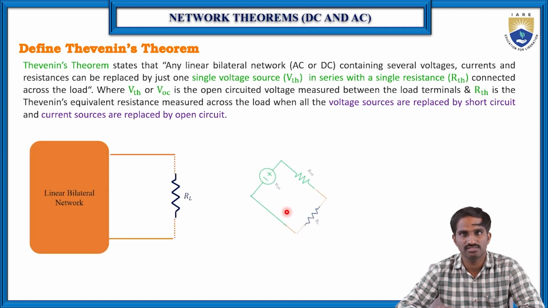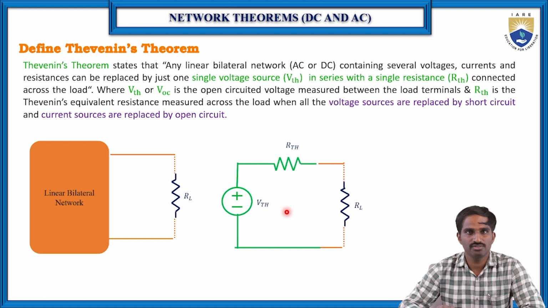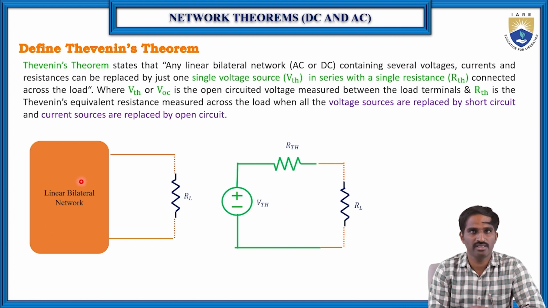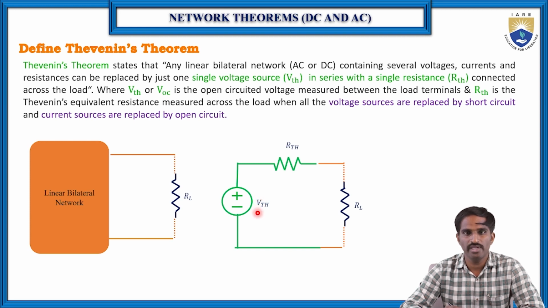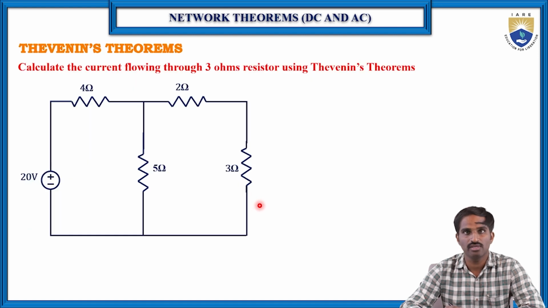So for that, let us consider here a linear and bilateral network. This total linear and bilateral network is replaced with a series combination of V Thevenin and R Thevenin across this load, because the load we are not disturbing, RL is there. We are just replacing the total linear and bilateral network other than the load with the series combination of V Thevenin and R Thevenin. This green color portion is replaced, right? Then how to find these V Thevenin and R Thevenin? For that, let us consider one simple example, right?